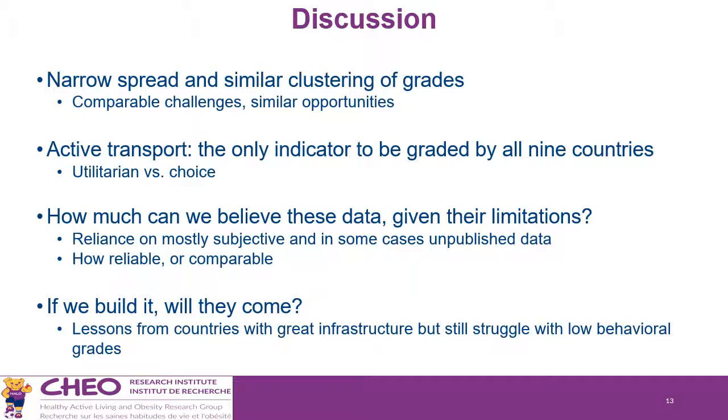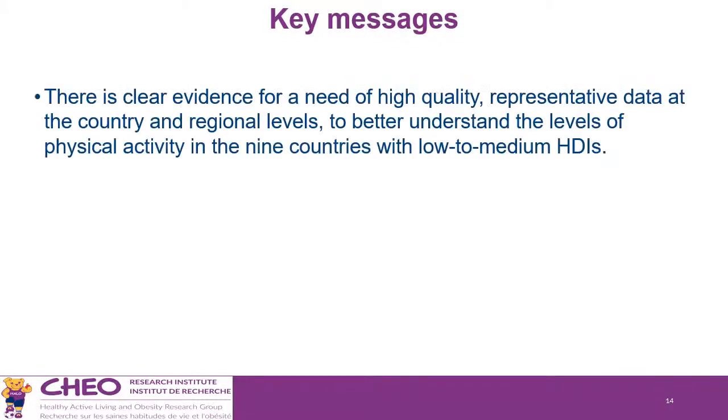The other question to ask is, if we build it, will they come? We have seen that although we are doing poorly on sources of influence, our behavioral indicators, at least the grades, are higher. So don't we need infrastructure? Do we need infrastructure? How much of it influences the other? Question for discussion.